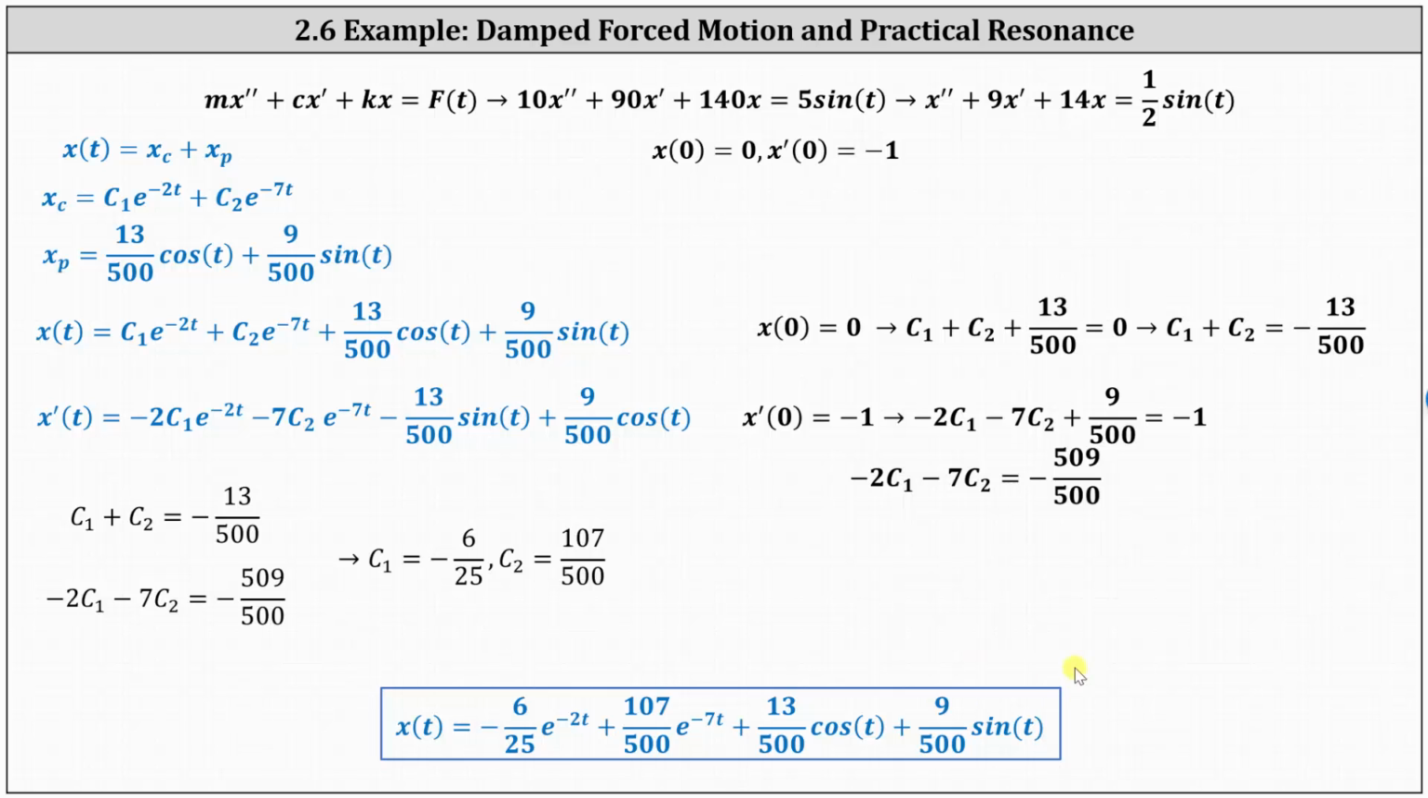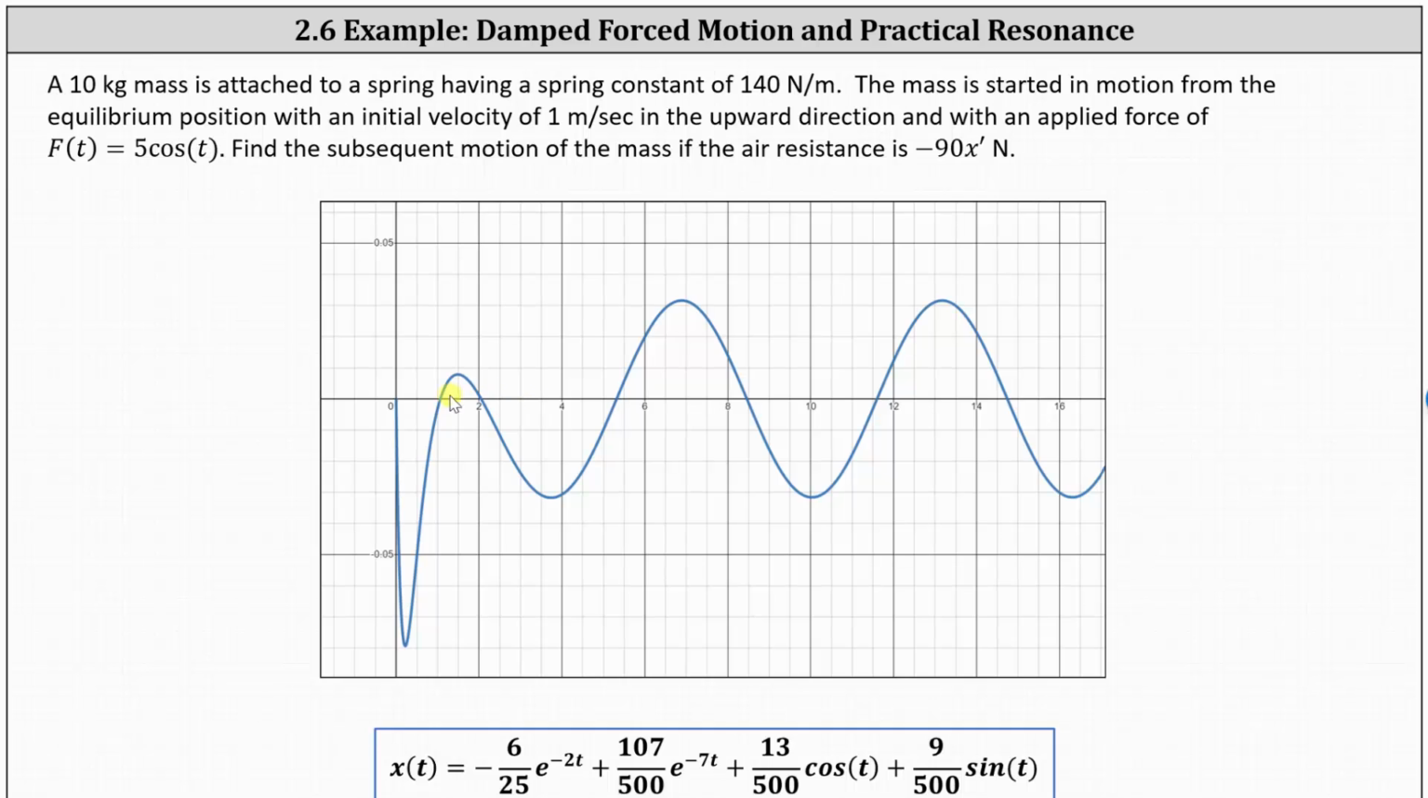Before we go, let's look at the graph that models the motion of the mass. And here it is. Remember, when x of t is negative, the motion is upward from the equilibrium position, and when x of t is positive, the motion is below the equilibrium position.